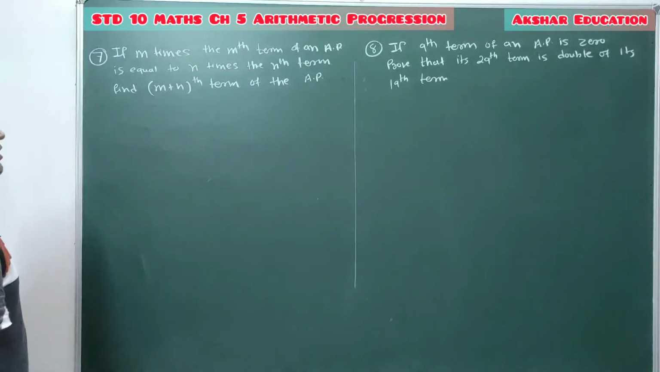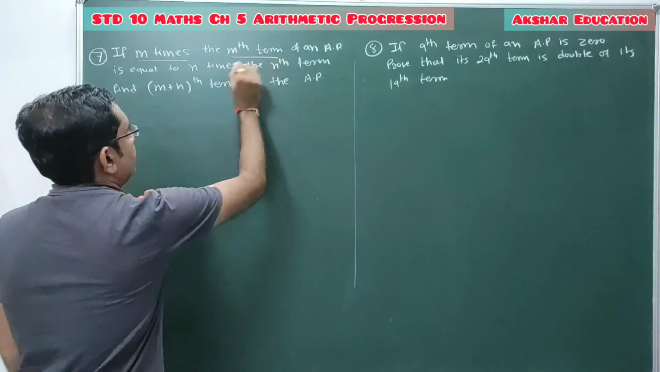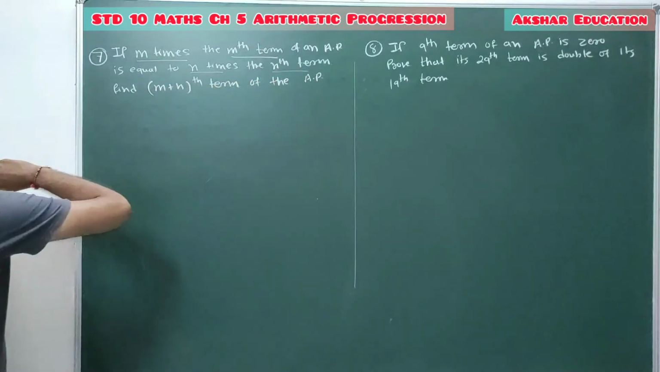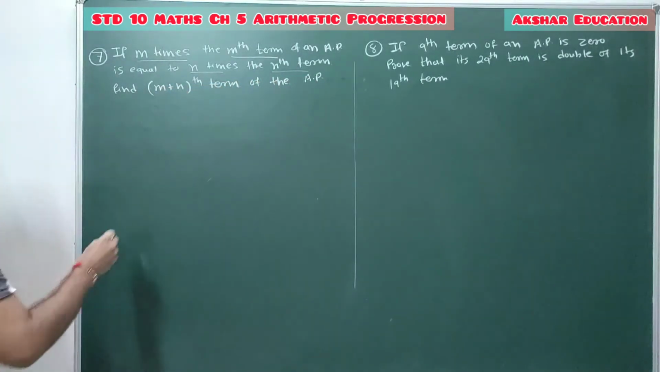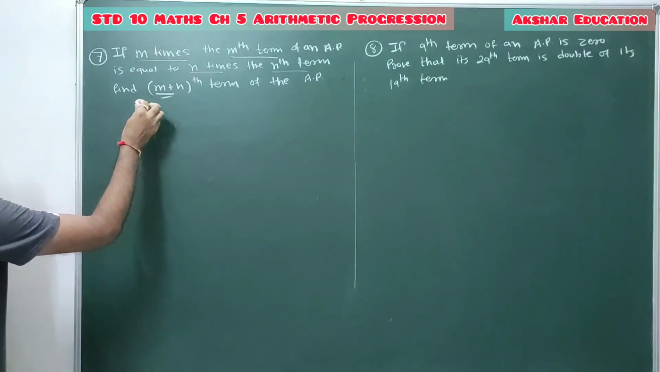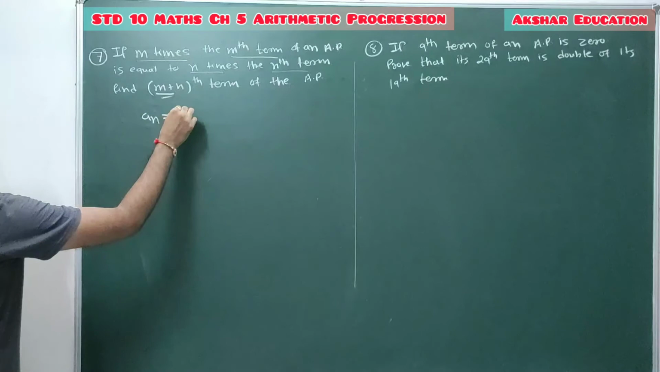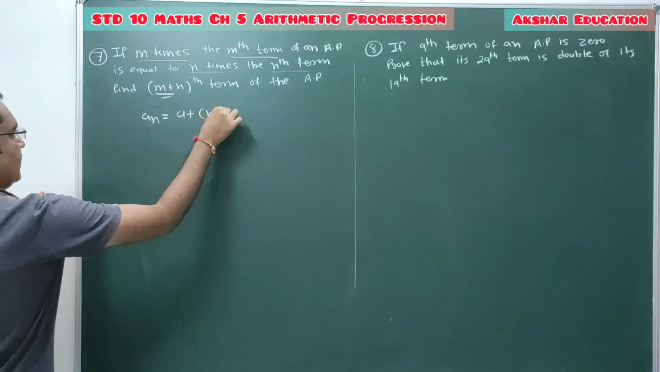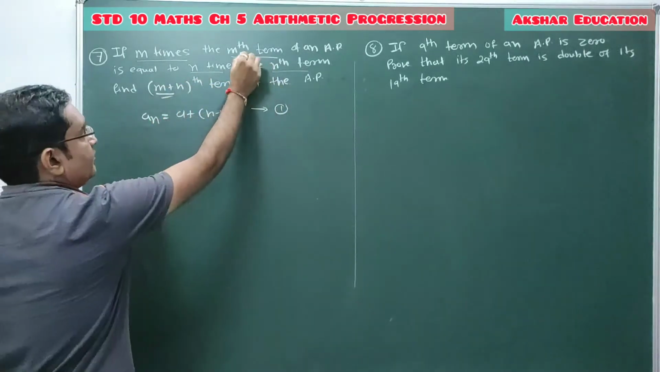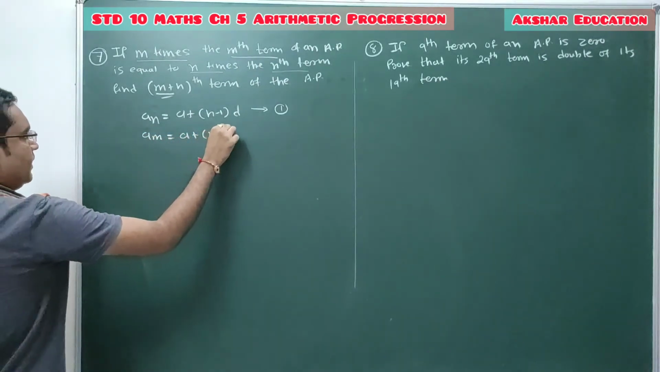Okay, students, now question number 7. m times the mth term of an AP is equal to n times the nth term of the AP. Find the (m plus n)th term of the AP. You have to find the (m plus n)th term of an AP. So here we know the nth term of an AP, that is our formula, that is an. The nth term of an AP is nothing but a plus n minus 1 into d. This is our basic formula. Also we are given the mth term, so it's am. The mth term is a plus m minus 1 into d.